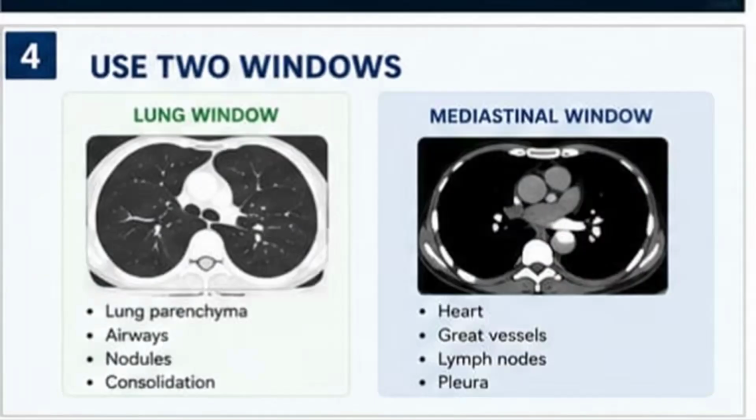Always review the scan using two windows. The lung window is used to assess the lung tissue, airways, nodules, and consolidation. The mediastinal window helps evaluate the heart, great vessels, mediastinal lymph nodes, pleura, and other soft tissues.